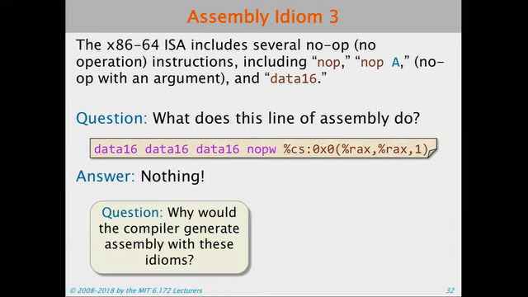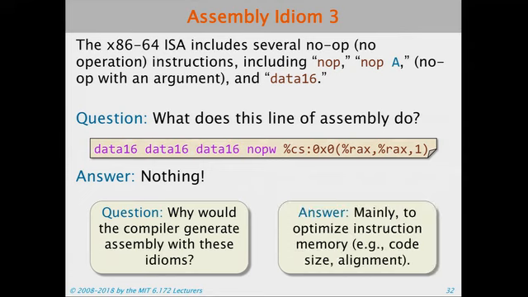Why would the compiler generate assembly with these idioms? That's crazy, right? Yeah, could be doing some cache optimization. It's actually doing alignment optimization, typically, or code size. So it may want to start the next instruction on the beginning of a cache line.